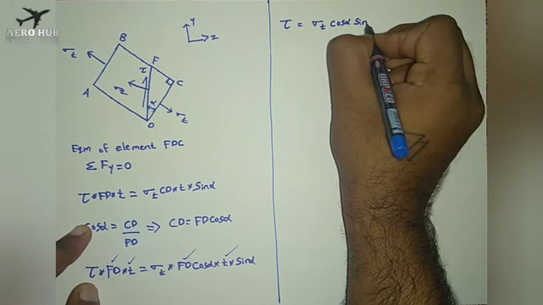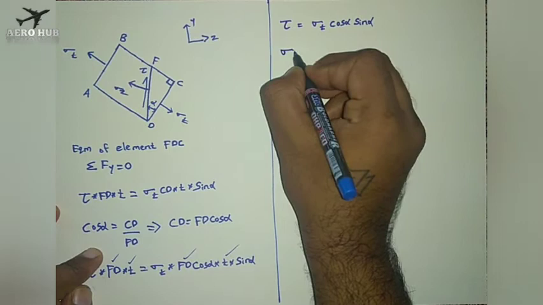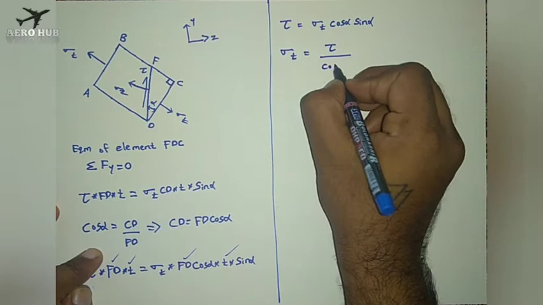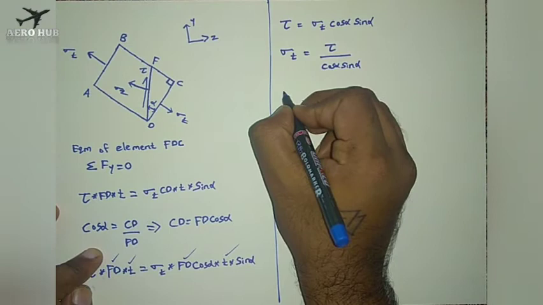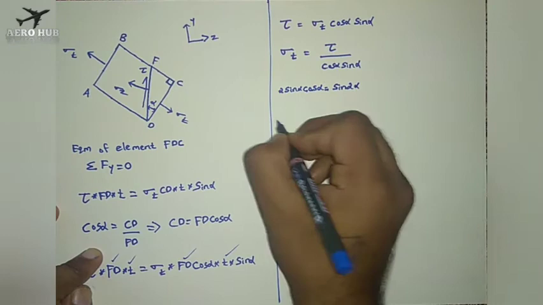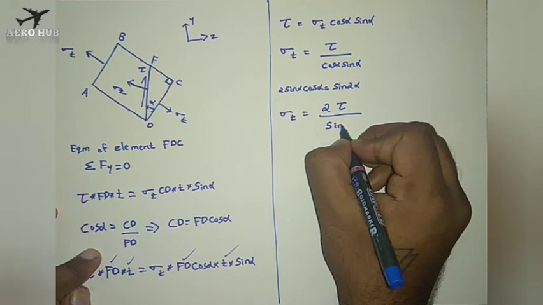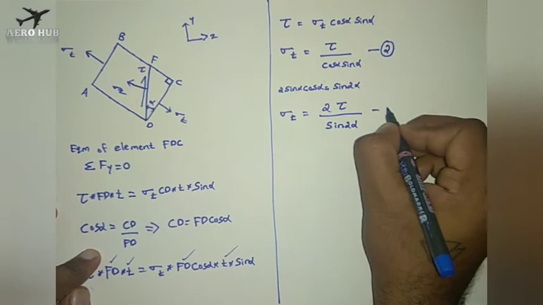sin alpha. Okay, so what is cos alpha sin alpha? Sin 2 alpha by 2. So I can write sigma T is equal to tau by cos alpha sin alpha. Okay, and 2 sin alpha cos alpha is equal to sin 2 alpha. So I'll multiply the numerator and denominator by 2. So I'll be getting sigma T is equal to 2 times the shear stress tau divided by sin 2 alpha. I put this as equation number 2 and I'll put this as equation number 3.